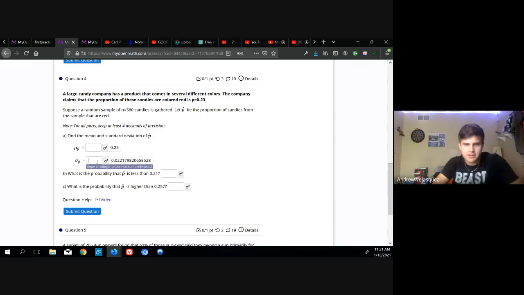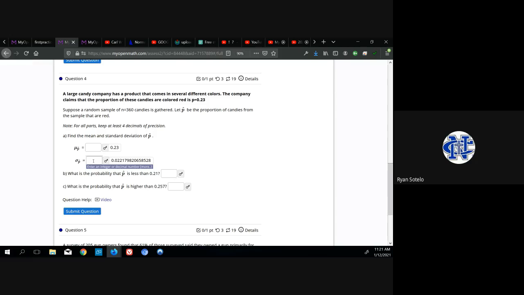What do you multiply the 0.23 by? Here you're going to do the square root of 0.23 times 0.77, and then divide by 360, all inside the square root. And again, another name for this is the standard error. Did that work? Good.